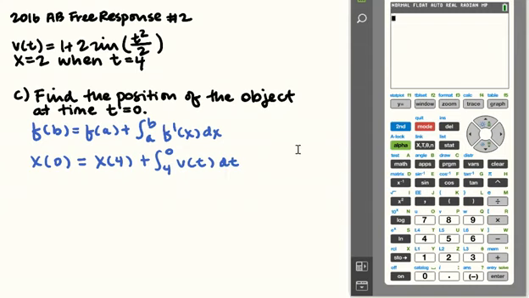So I know that x equals 2 when t equals 4. So I'm going to do 2 plus the integral from 4 to 0 of v of t. Well, v of t is y1 with respect to t. And I get negative 3.815.